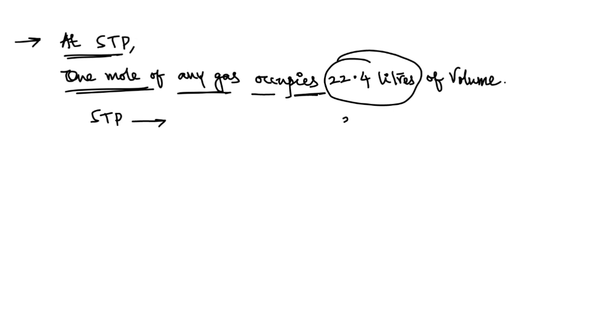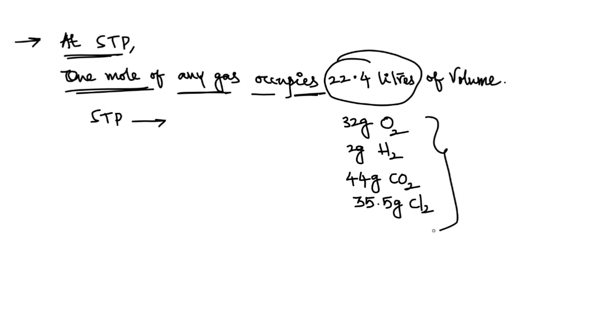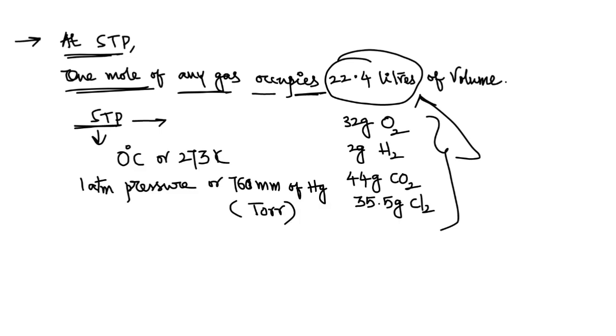Means 32 grams of oxygen or 2 grams of hydrogen or 44 grams of carbon dioxide or 35.5 grams of chlorine. All these gases occupy 22.4 liters. The standard temperature and pressure.